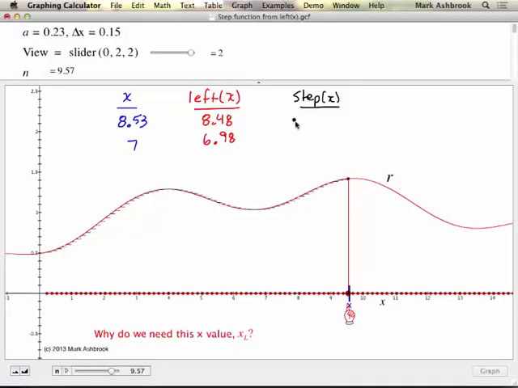So then step of x is going to be R of 8.48, which came from R of left of 8.53. R of 7. So what is step here? It's going to be R of 6.98, which came from R of left of 7.